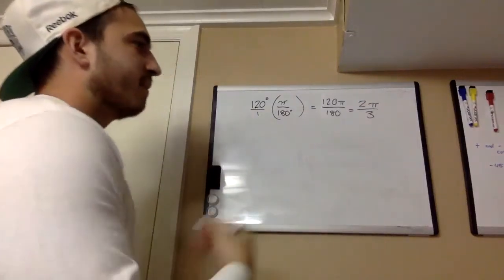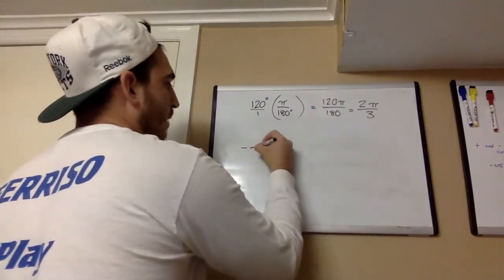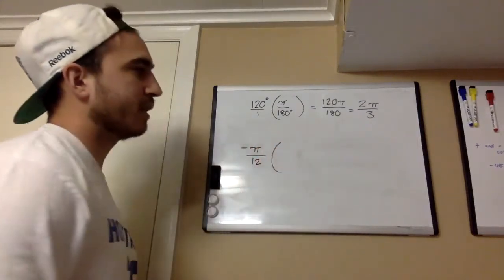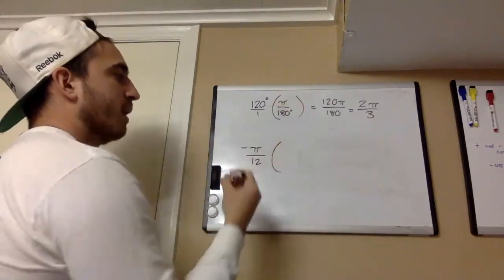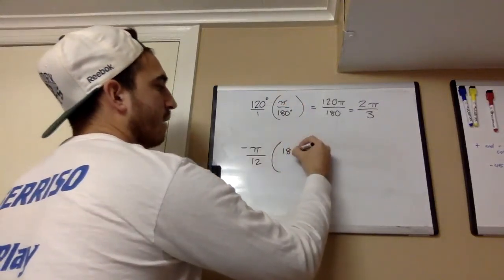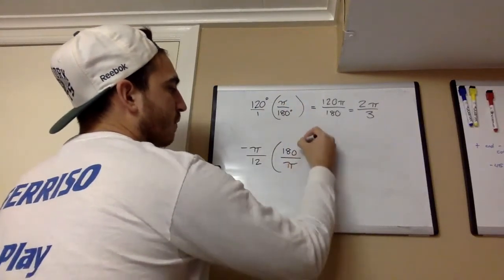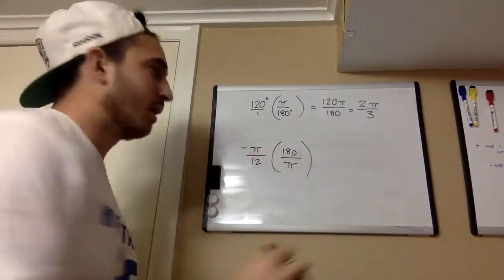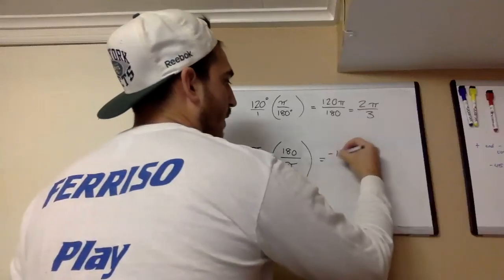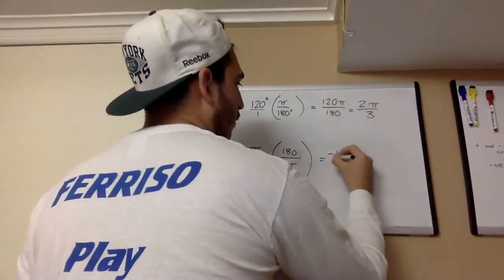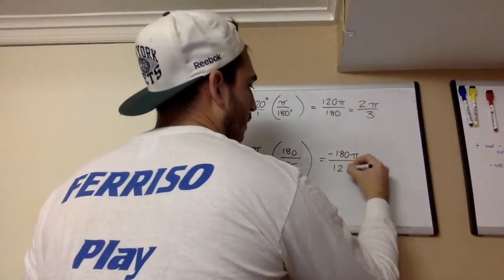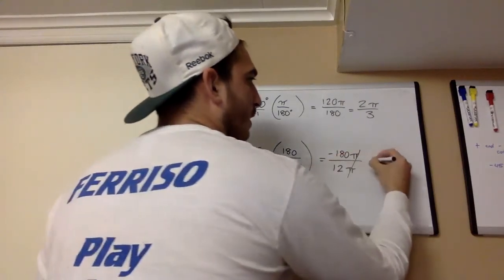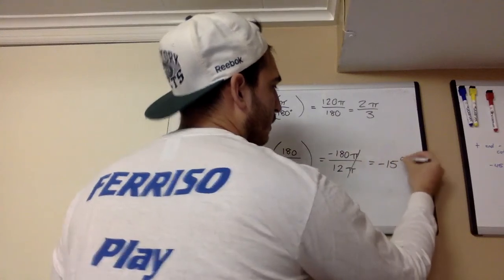But let's say I have something in radians already. So I have negative pi over 12. In order to take it out of radian form and put it into degree form, instead of doing pi over 180, you are now going to do 180 over pi. The reason for this is because you want the pi's to cancel out. When you have degrees, there should be no pi's. So now if I multiply across, I'm going to get negative 180 pi over 12 pi. The pi's are going to cancel out. So now I do negative 180 divided by 12. You're going to end up getting negative 15 degrees.